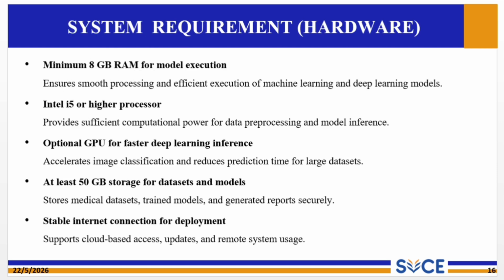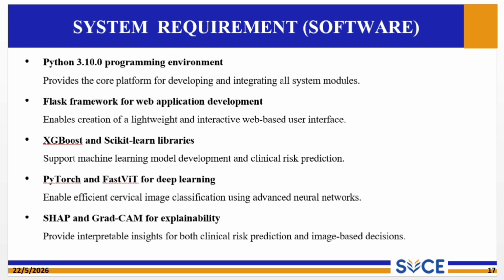The hardware requirements for the system include a minimum of 8 GB RAM for smooth execution of machine learning and deep learning models. An Intel i5 or higher processor is recommended for efficient computation. A GPU is optional but can significantly improve deep learning inference speed. At least 50 GB storage is required for datasets, trained models, and reports. A stable internet connection is needed for deployment and remote access.